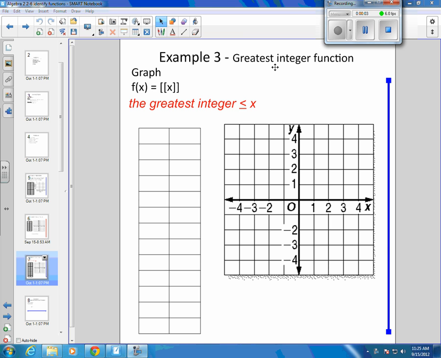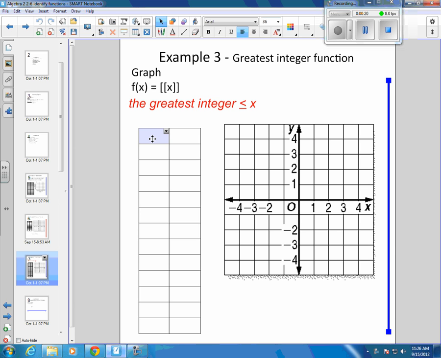Algebra 2, this is section 2.6, example 3, the greatest integer function. Greatest integer function means that you want the greatest integer that is less than or equal to whatever is inside this double bracket. In this case, it's x. So we want the greatest integer that's less than or equal to x.